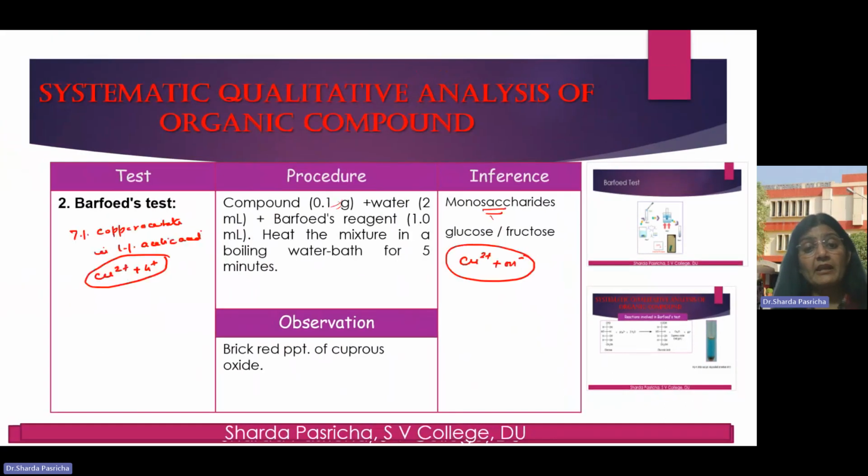If you do not get any red colored precipitate in the Barfoed reagent test, then the conclusion is that your compound is a disaccharide. Okay.